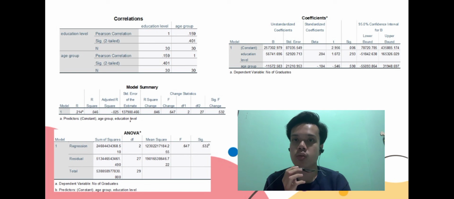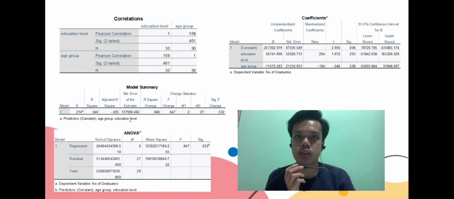and age group. When all the independent variables are held constant, the number of graduates will increase by 257,302.979. Based on the regression model, the R square is 0.214, which means only 21.4% of the variation in number of graduates can be explained by independent variables such as education level and age group, which are included in the model.